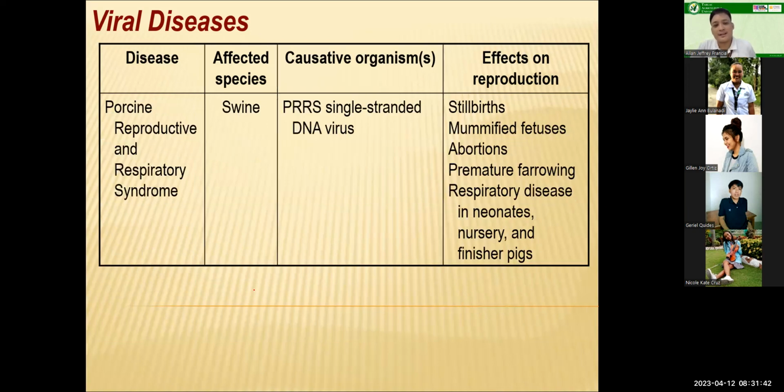And we have PRRS, or porcine reproductive and respiratory syndrome, for swine. And the causative agent, of course, is the PRRS virus. And similar to porcine parvovirus, we have SMEDI, or stillbirth, mummification, embryonic death, and infertility, plus respiratory signs.